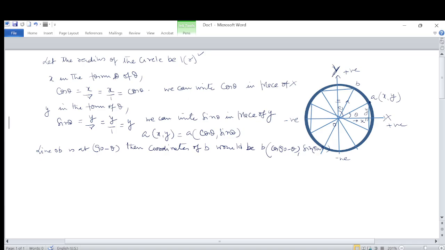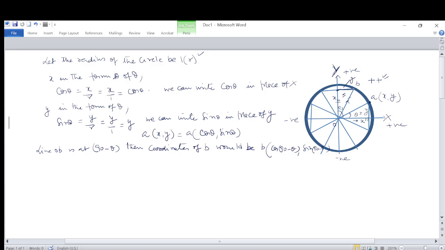Now come to the mathematical portion of this. This is the radius, this is theta, and this is perpendicular. So this triangle and this triangle are congruent. If they are congruent, then this is equal to y and this is equal to x. They are in the first quadrant, so both values of x and y are positive.